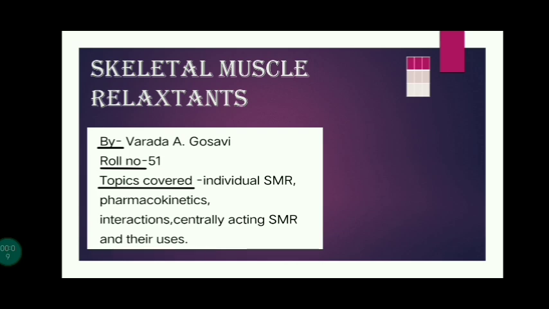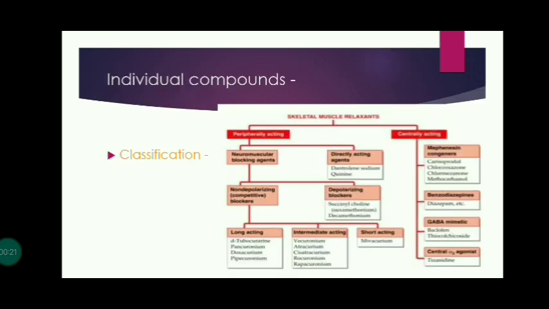So I am going to cover individual skeletal muscle relaxants, their pharmacokinetics, their interactions, and centrally acting skeletal muscle relaxants and their uses. For convenience, let's call them SMR. So basically, SMRs have two major types, that are peripherally acting ones and centrally acting ones. The peripherally acting skeletal muscle relaxants have two major categories, that is neuromuscular blocking agents and directly blocking agents.